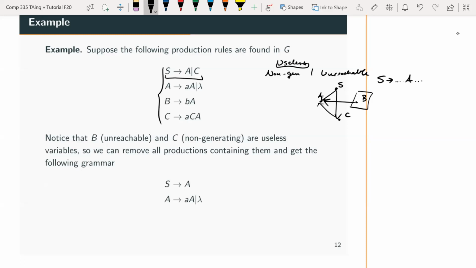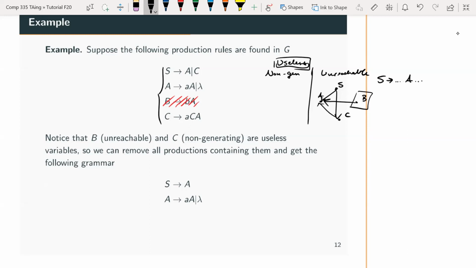It's unreachable because it can't be reached starting from your start variable S. Because it's unreachable, it's useless. And so because it's useless, I can just remove all of the production rules in my grammar G that have B on the left-hand side or on the right-hand side. So in this case, I'm going to just remove this one because it has B on the left-hand side, okay? And that's the only production rule instance that has B as a variable, okay? So unreachability is the easier one to do.